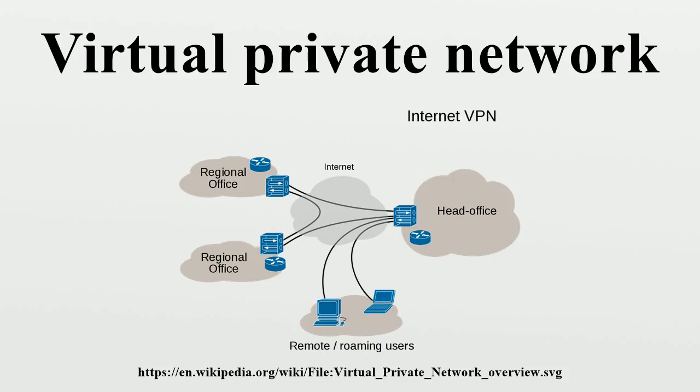VPNs can be either remote access or site-to-site. In a corporate setting, remote access VPNs allow employees to access their company's intranet from home or while traveling outside the office, and site-to-site VPNs allow employees in geographically disparate offices to share one cohesive virtual network. A VPN can also be used to interconnect two similar networks over a dissimilar middle network, for example, two IPv6 networks over an IPv4 network.